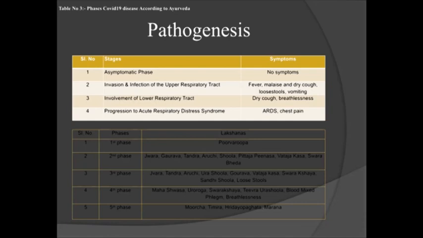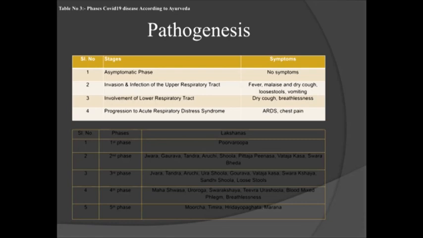upper respiratory involvement. There will be dry cough, and sometimes we can see the GI involvement. There will be loose stools and vomiting as well. In the fourth phase, there will be lower respiratory tract infection. There will be dry cough with breathlessness, and blood mixed phlegm and breathlessness will be there.